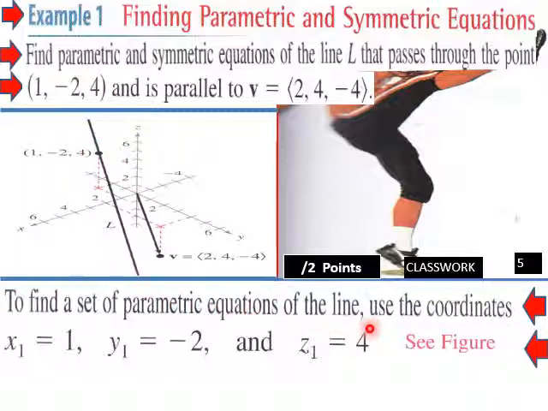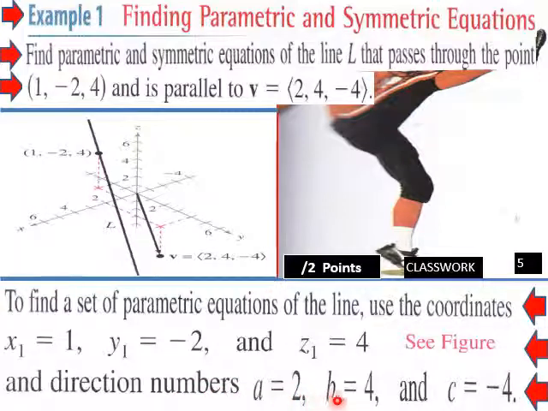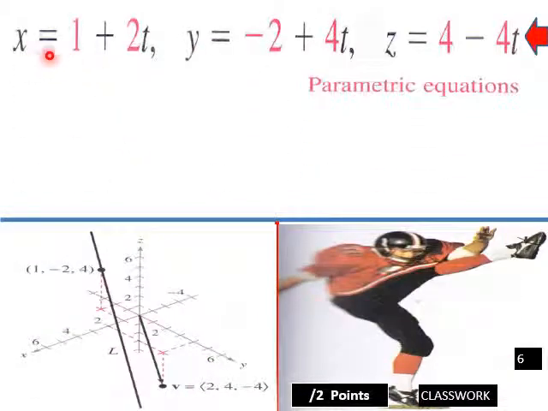We use these coordinates here, and the direction numbers 2, 4, and negative 4, which make up our vector V. Having that, we can write X equals 1 plus 2t, Y equals negative 2 plus 4t, and Z equals 4 minus 4t.